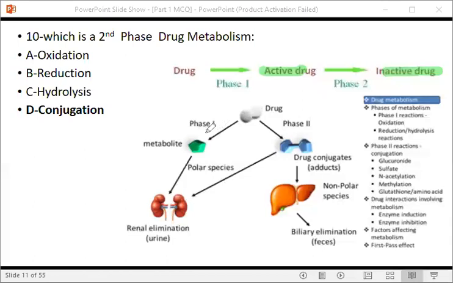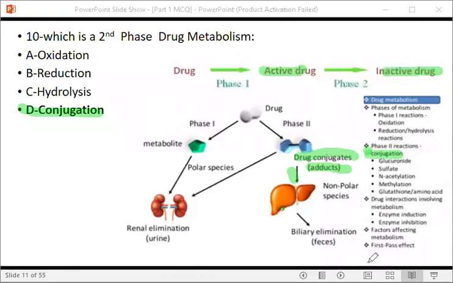It will go to phase 1. It will go to metabolite and polar species, and it will eventually, after producing its effect, be eliminated in the urine. In phase 2, it goes to a drug conjugate or adduct in the liver, and this is what we are looking for. So in general, drug metabolism: phase 1 reaction is oxidation, reduction, hydrolysis reaction, and phase 2 is conjugation, and drug metabolism.